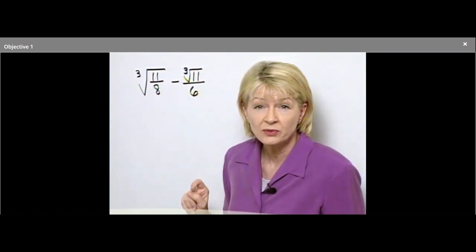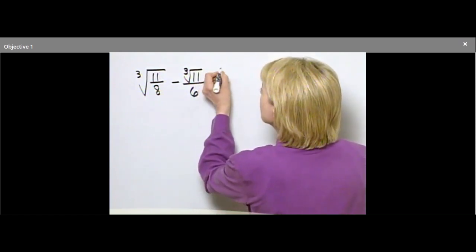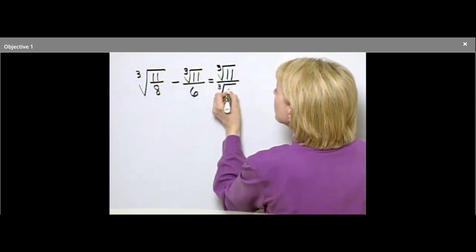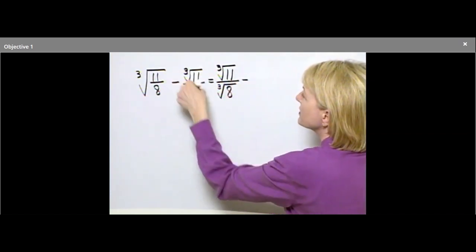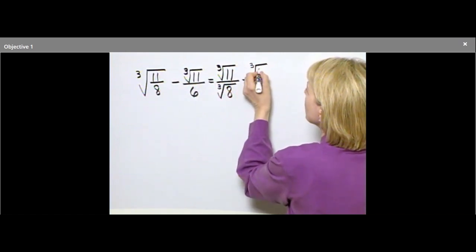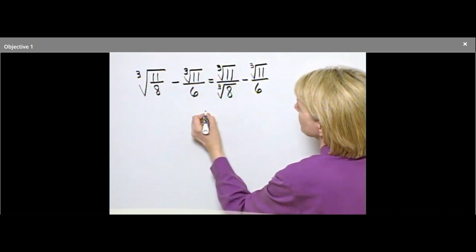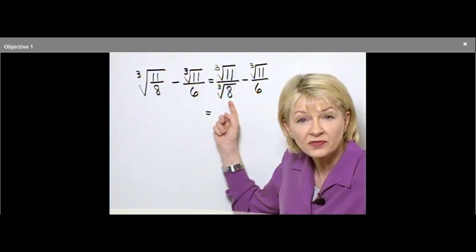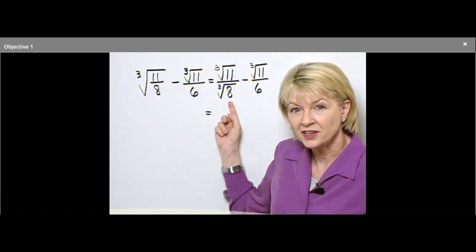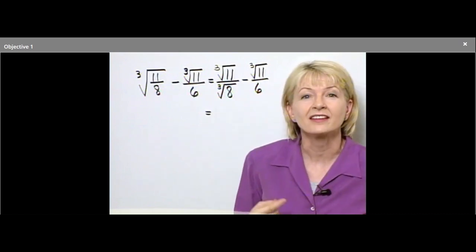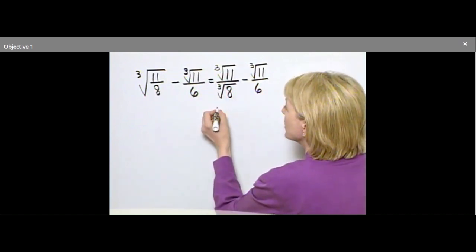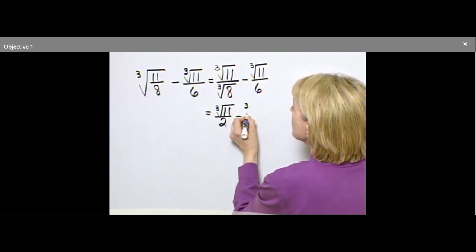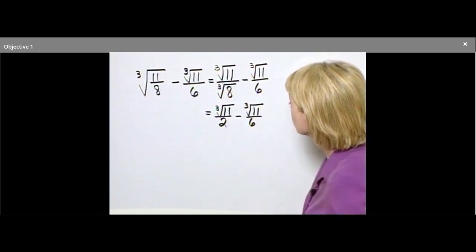I'm going to use the quotient rule and write it as the cube root of 11 over the cube root of 8, and then I'll simply rewrite this second term, cube root of 11 over 6. Now, what does that do, by the way? Look at the denominator of this first term. 8 is a perfect cube. So the cube root of 8, in fact, is simply 2. So I have the cube root of 11 over 2 minus the cube root of 11 over 6.